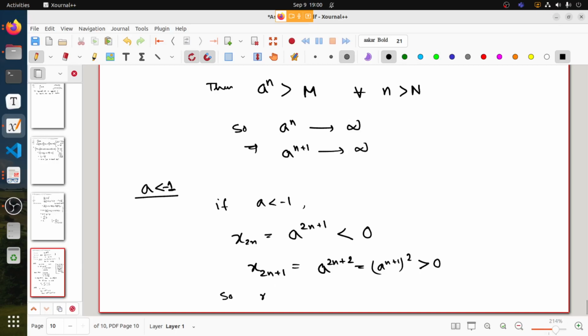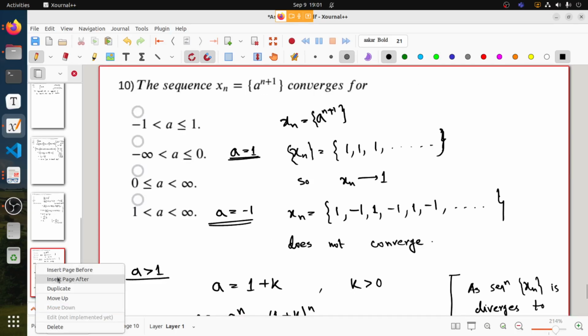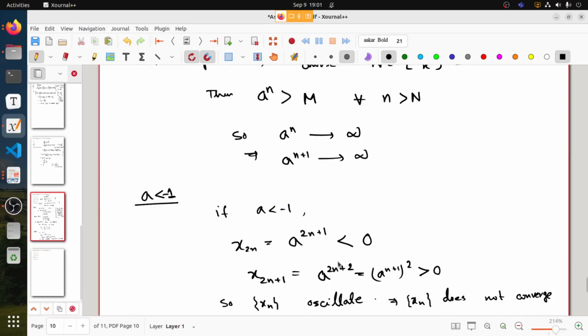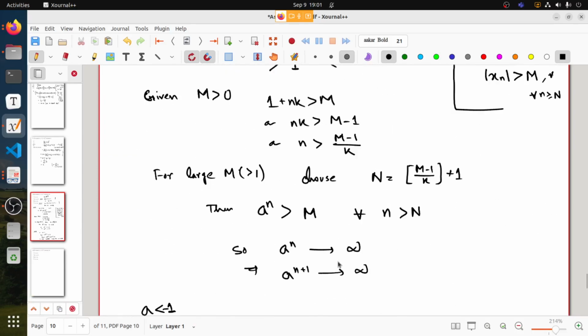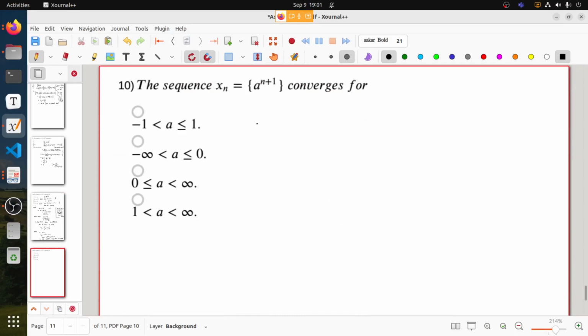So xn oscillates, which means it will not converge. It oscillates, which implies xn does not converge. So for a less than minus 1, the sequence also does not converge. Now the remaining case is when a is lying between minus 1 and 1. So this is the remaining case.